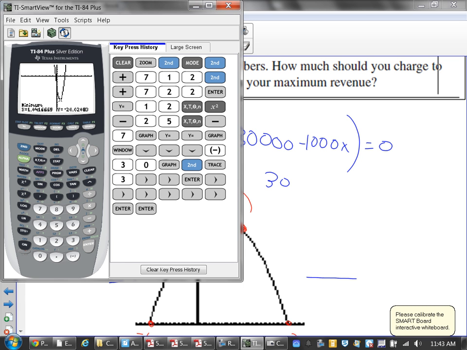Mine's not. My arrow, like, is that... Are you using the left and right cursor or up and down? That's fine.